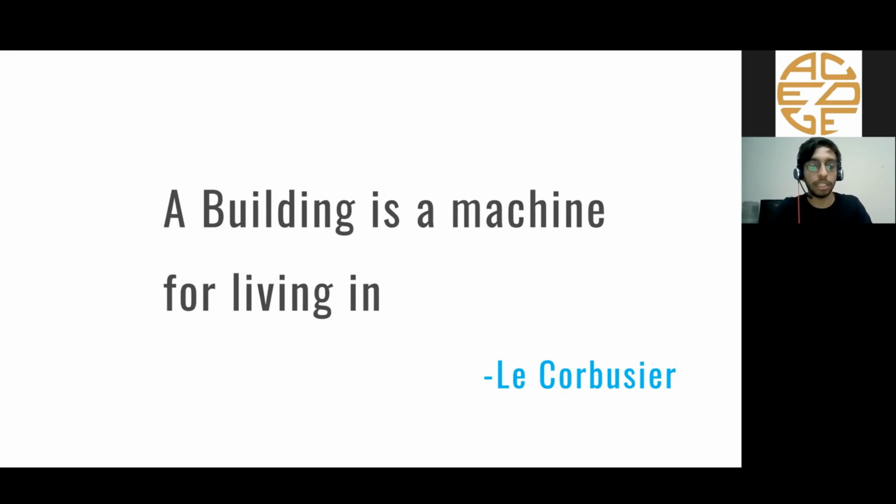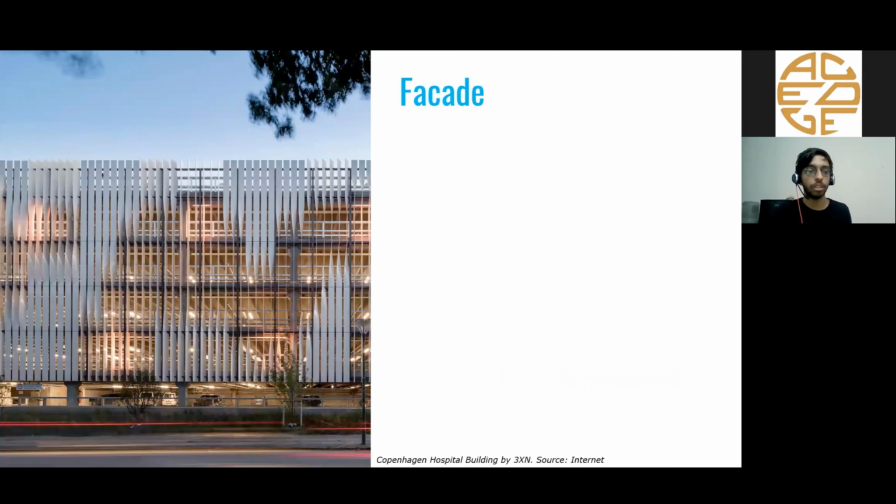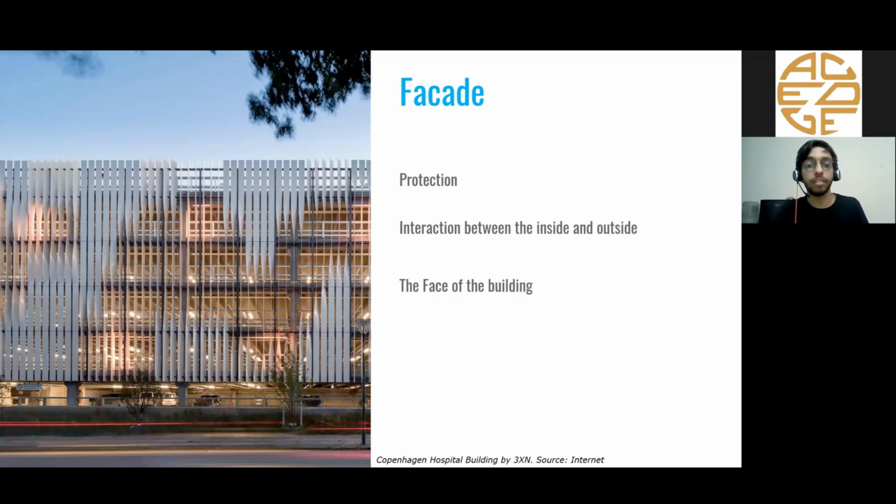But slowly things are picking up, and we are trying to optimize different performance aspects of the building. So let's now talk about facade. Facade is a very important part of that machine that we call building. So what is the use of that? Why is it important? Because it gives us protection from the outside. It makes us comfortable inside, and also it acts as an interaction between the inside and the outside. And also it's the face of the building. We know a building by its facade.